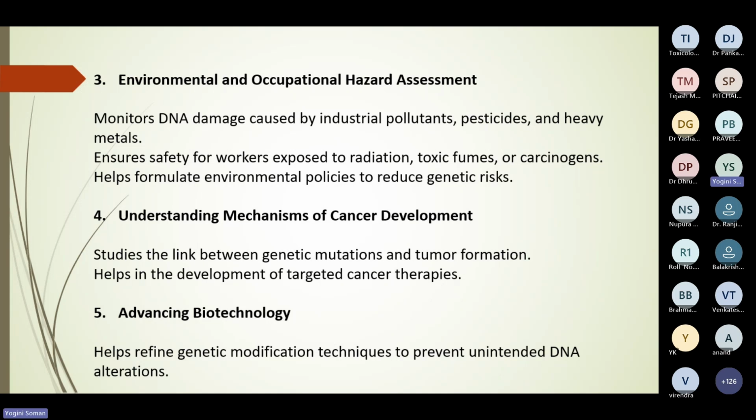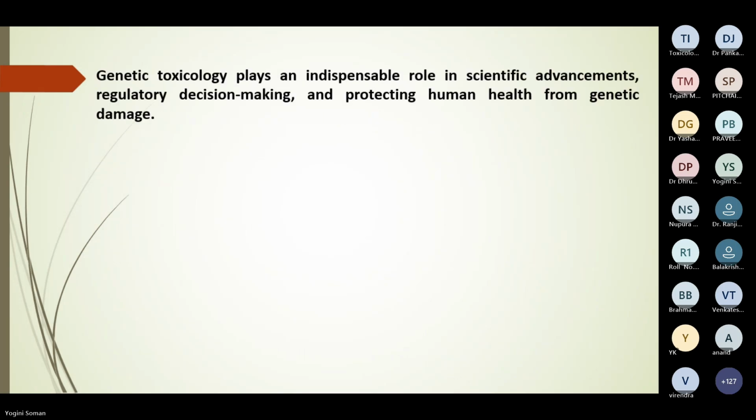The fourth one is understanding mechanisms of cancer development. It links genetic mutations and tumor formation, and it also helps in the development of targeted cancer therapies, or basically in precision medicine. Then, advancing biotechnology: it helps to refine the genetic modification techniques to prevent unintended DNA alterations. So overall, genetic toxicology plays a very crucial role in scientific advancements, in regulatory decision making, and in protecting human health from genetic damage.